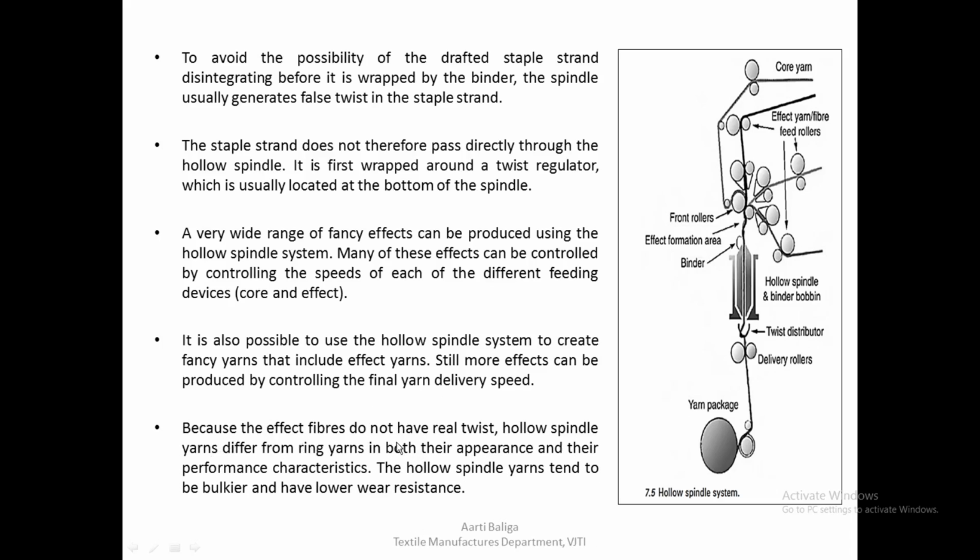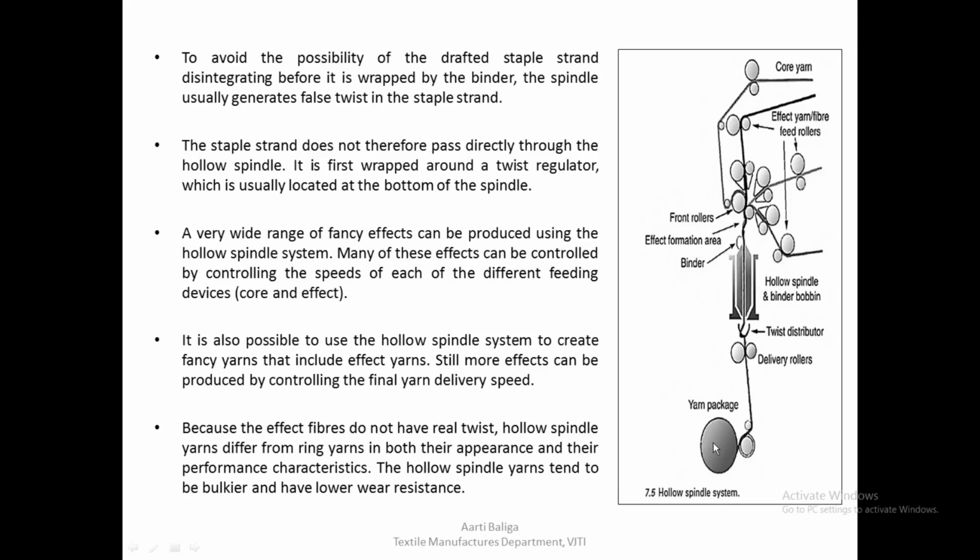Because the effect fibers do not have a real twist, hollow spindle yarns differ from the ring or the doubled yarn or the plying technique yarns in both their appearance as well as their performance characteristics. The hollow spindle yarns tend to be bulkier and have lower wear resistance.